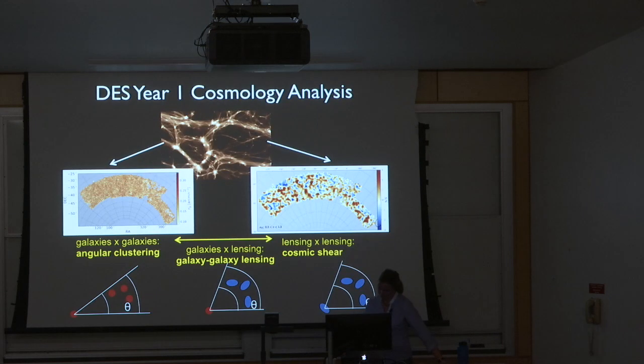From these two galaxy samples, we first of all measure the cross-correlation of galaxy positions. That's our angular clustering. We measure the cross-correlation between galaxy positions and weak lensing. That measures the typical masses of halos and is a probe of the large-scale matter power spectrum. And we measure the cross-correlation of two galaxy shapes. That is cosmic shear, a pure weak lensing measurement that does not require any assumptions about the relation between matter and light. We only need galaxy bias, the relation between matter and light, for this map.